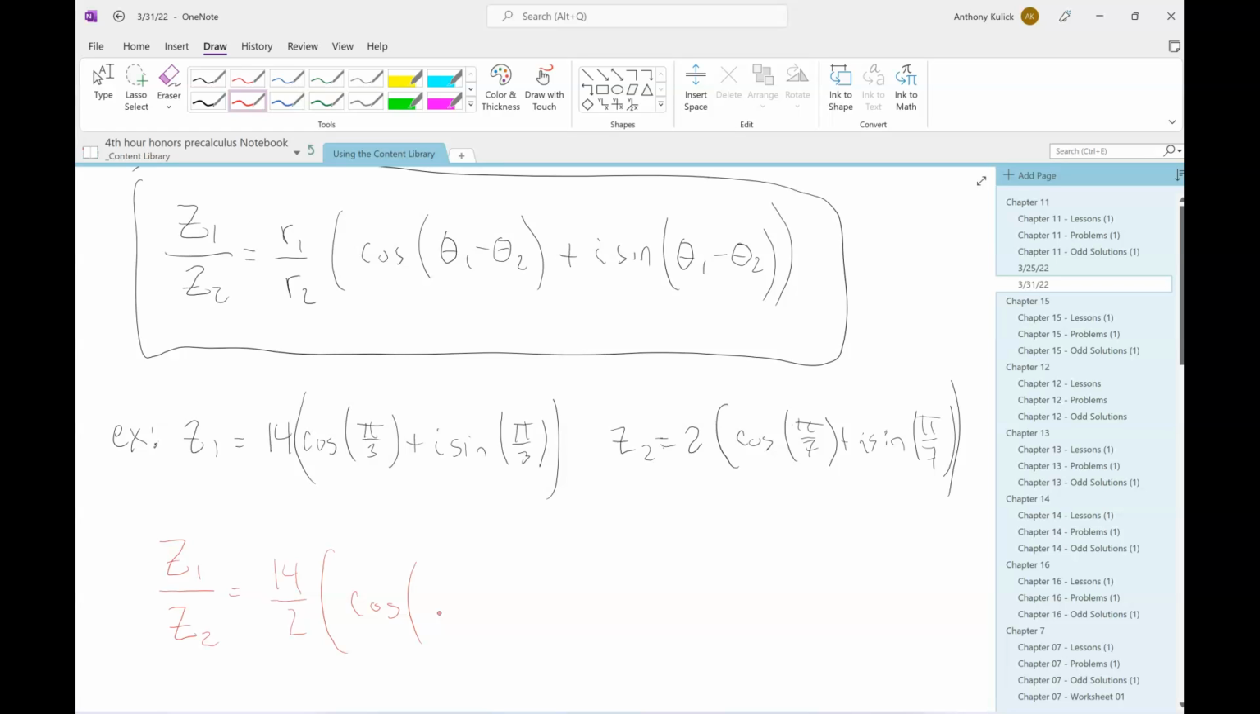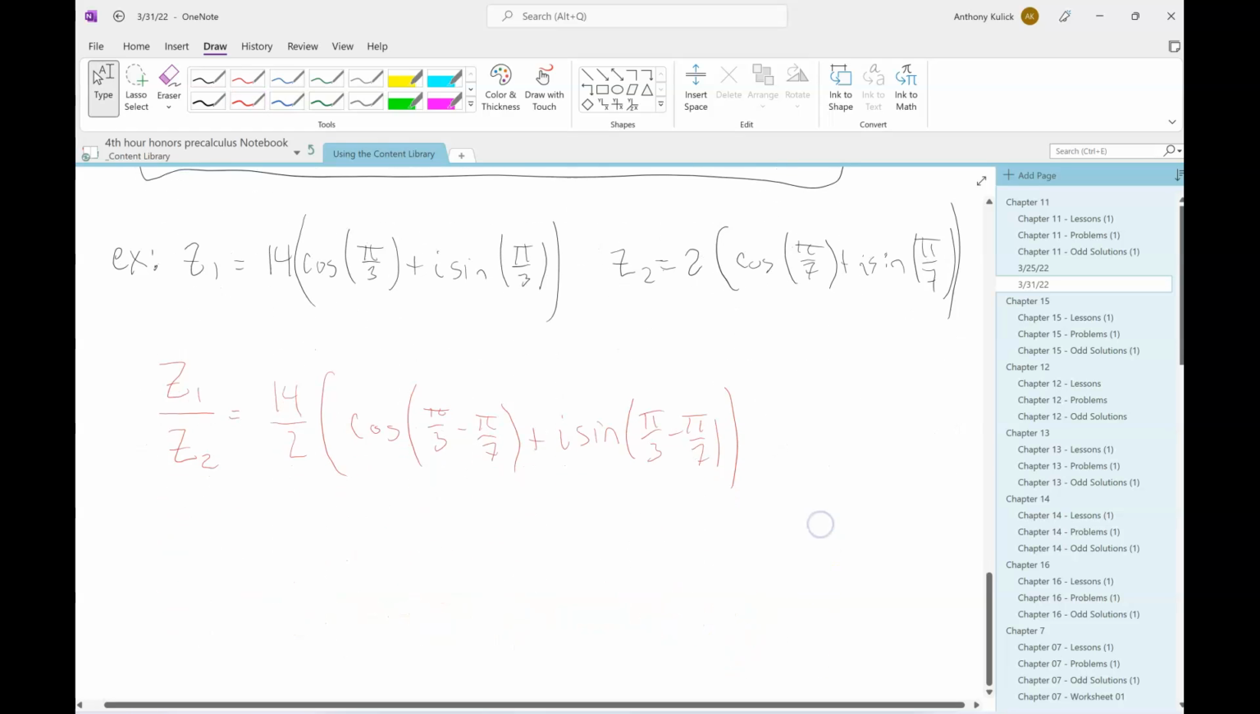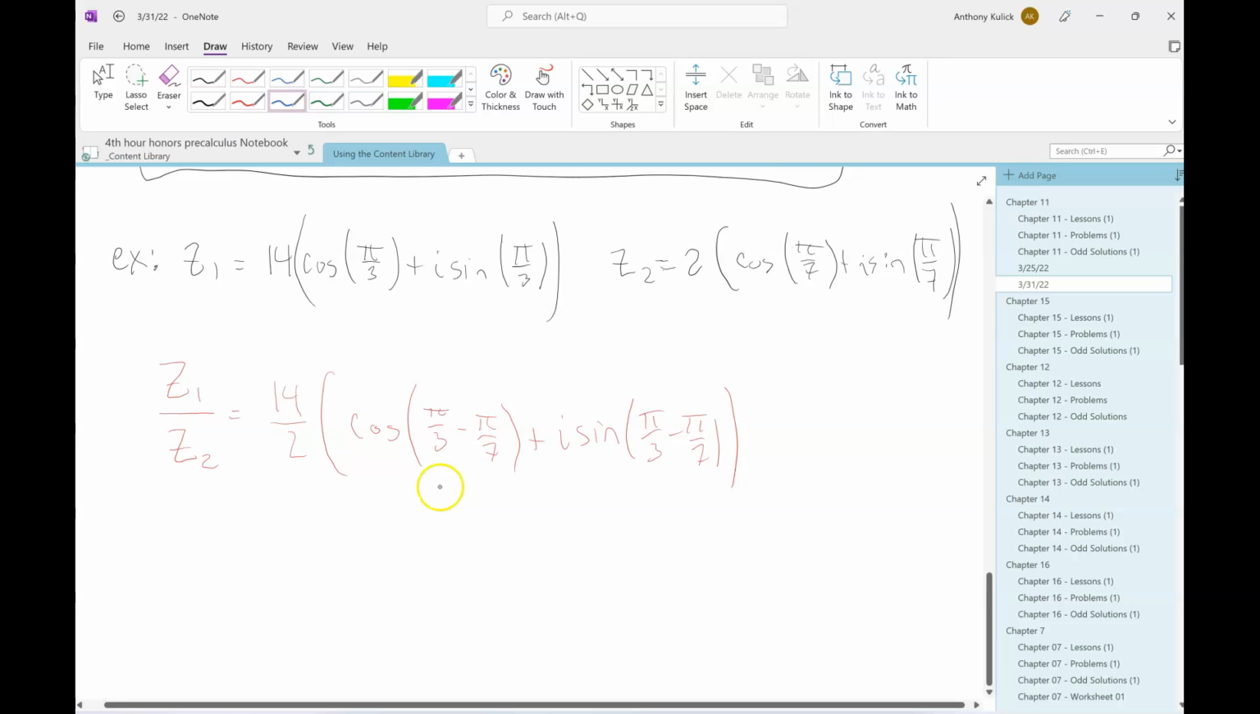I thought somebody was going to volunteer an answer. I was excited. Mackenzie! Pi over 3 minus pi over 7 plus i sine. Yes. Now, what's the only hassle here? To subtract those fractions, what do we need to have? Common denominator, which would be 21.